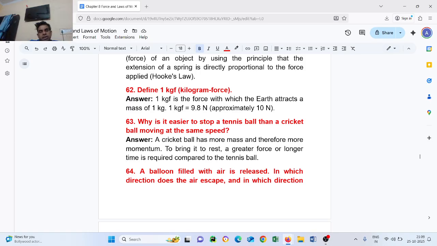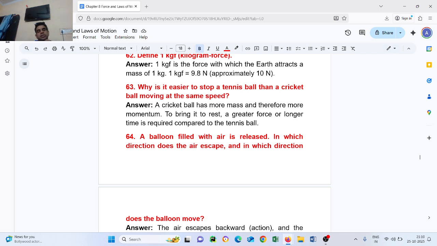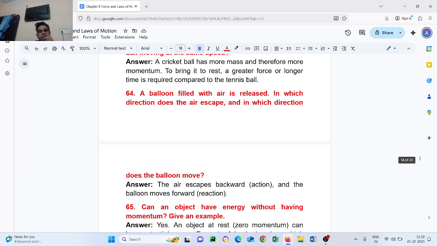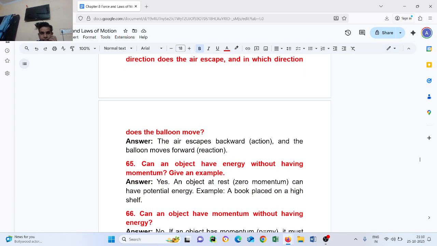Question number 63. Why is it easier to stop a tennis ball than a cricket ball moving at the same speed? A cricket ball has more mass and therefore more momentum to bring to rest. A greater force or longer time is required compared to the tennis ball. Question number 64. A balloon filled with air is released. In which direction does the air escape and in which direction does the balloon move? The air escapes backward, action, and the balloon moves forward, reaction.